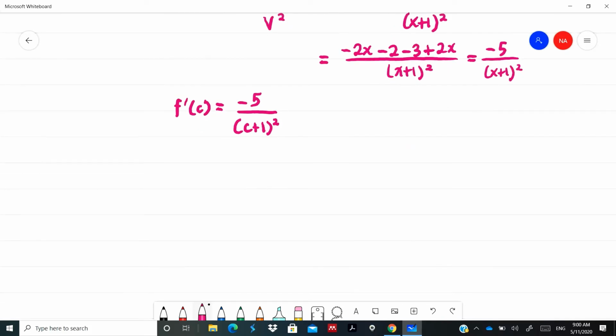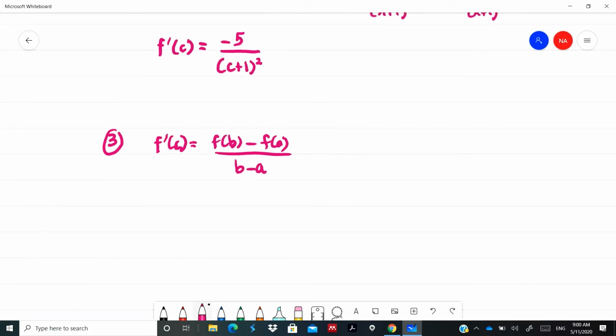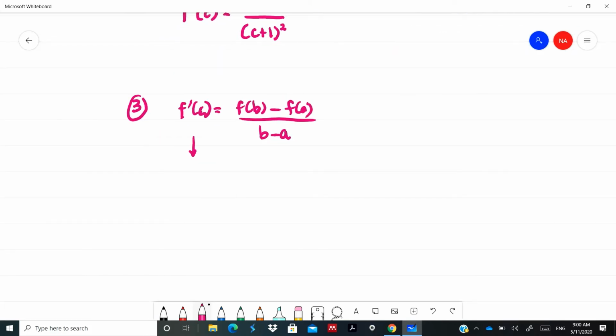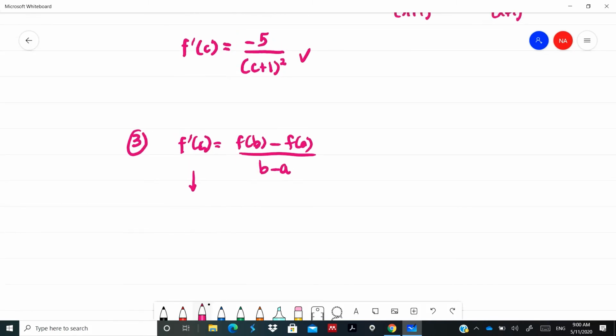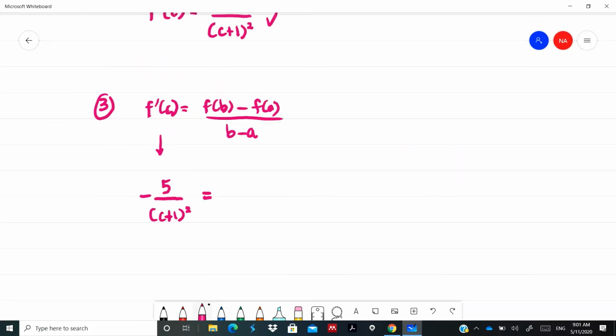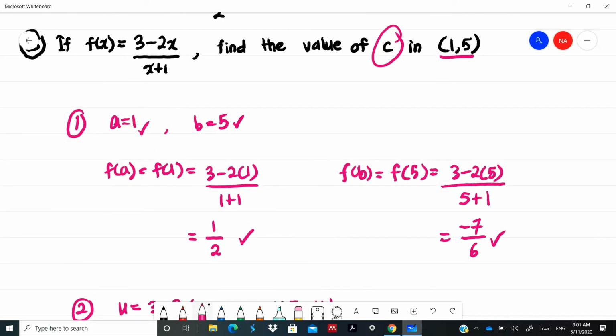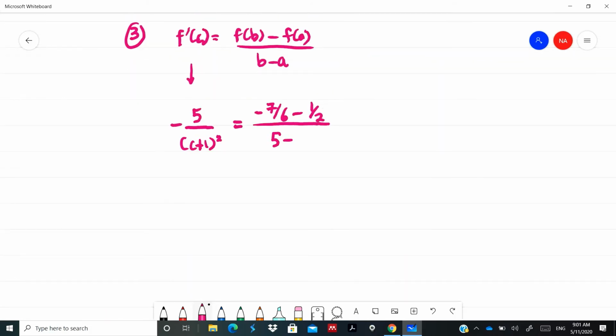All right, so the next step is to use the formula, where the formula of f prime of c of the mean value theorem is given by f prime of c equals f(b) minus f(a) over b minus a. So we substitute the value of f prime of c, which is negative 5 over (c plus 1) to the power of 2. This is equal to f(b) minus f(a), so negative 7 over 6 minus 1 over 2, over b minus a, which is 5 minus 1.